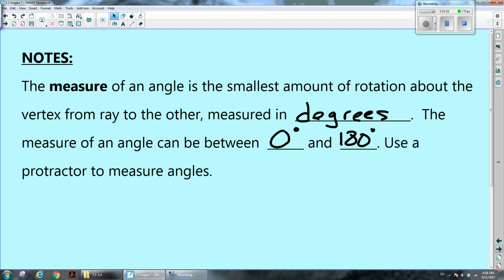The measure of an angle is the smallest amount of rotation about the vertex from one ray to the other. It's measured in degrees. The measure of an angle can be between 0 degrees and 180 degrees. And we use what's called a protractor to measure those angles.